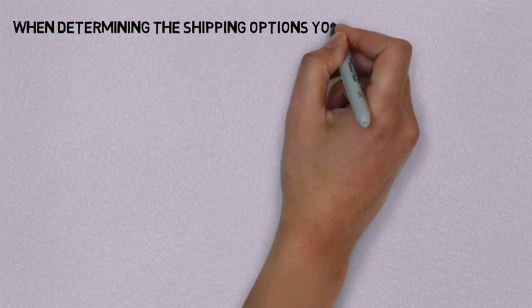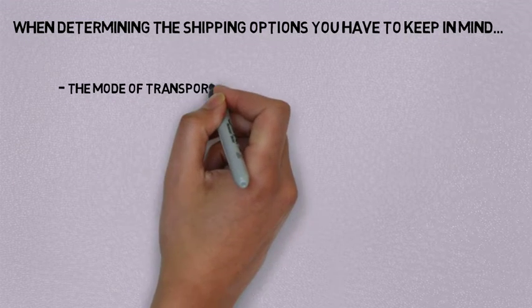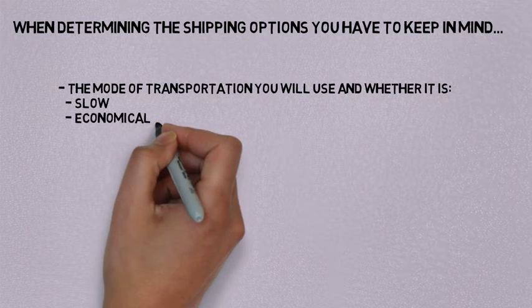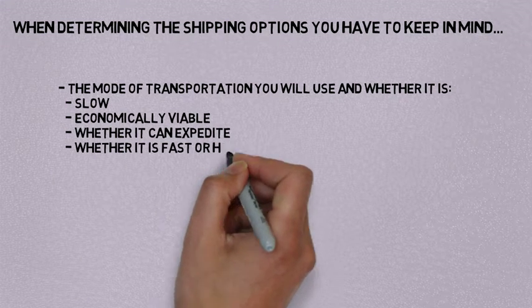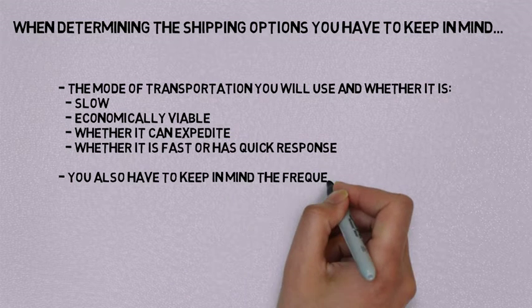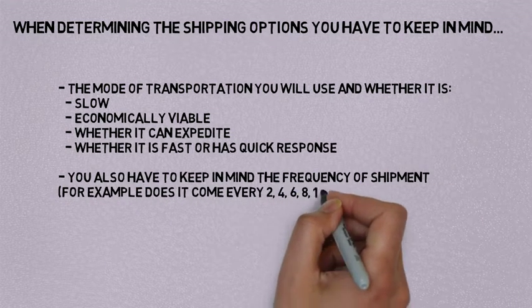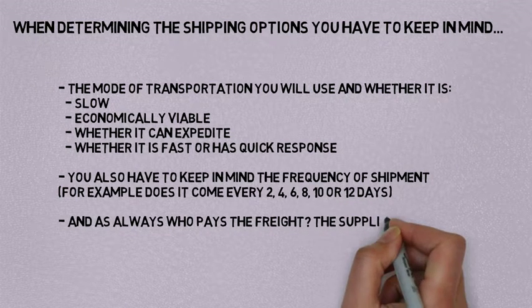When determining shipping options, you have to keep in mind the mode of transportation you will use and whether it is slow and economically viable, whether it can expedite, whether it is fast or has quick response. You also have to keep in mind the frequency of the shipment. For example, does it come every 2, 4, 6, 8, 10, or 12 days? And as always, who pays the freight, the supplier or the reseller?